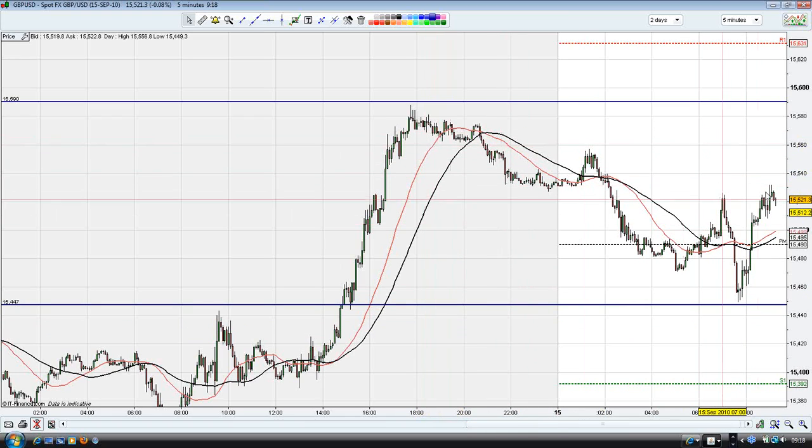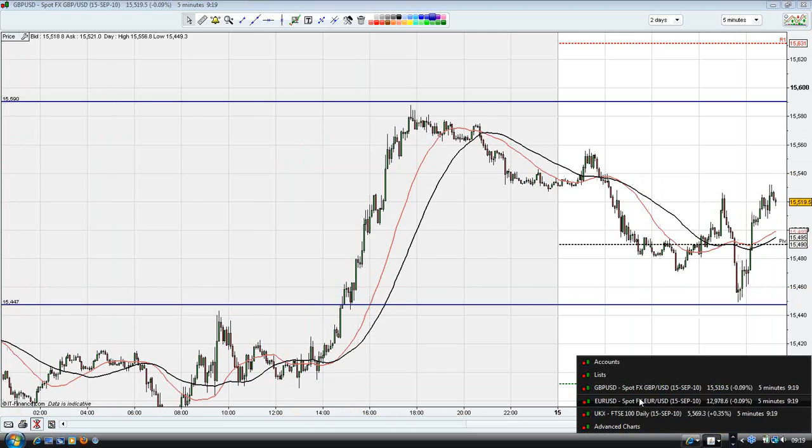So if the market keeps going sideways after the release of the report at 9:30, we'll keep out of the market. If the market starts to go up and it takes off, then we'll buy once it breaks that high at 15,590. Or if it falls as soon as the report comes out, we'll sell if it breaks that low point at 15,447. So that's for the pound dollar.